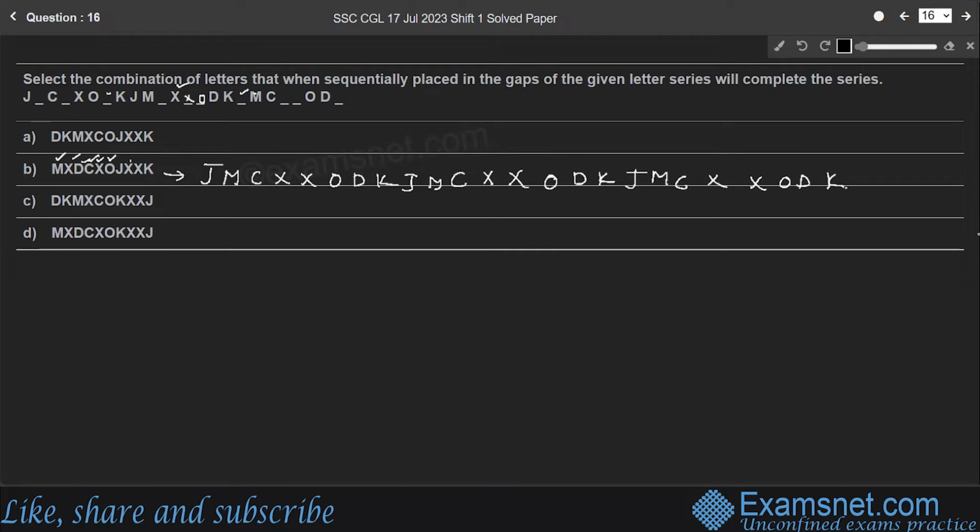Let us check whether this series will follow a sequence or not. JMCXXODK, JMCXXODK, JMCXXODK. Therefore, if you fill the second option, it follows a sequence or pattern. So option B is the right answer.